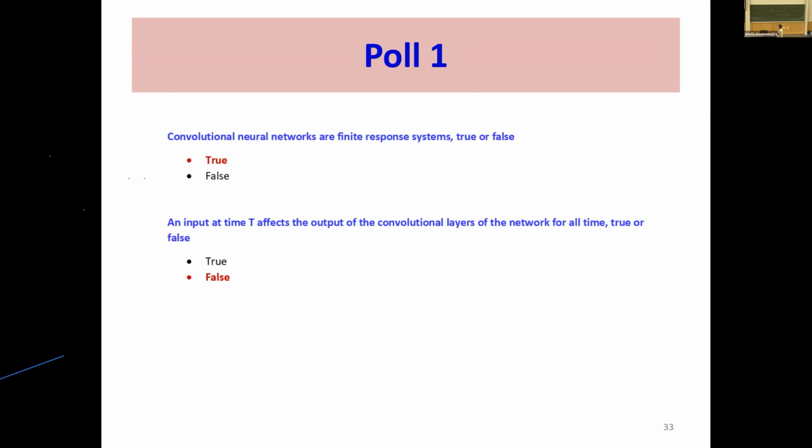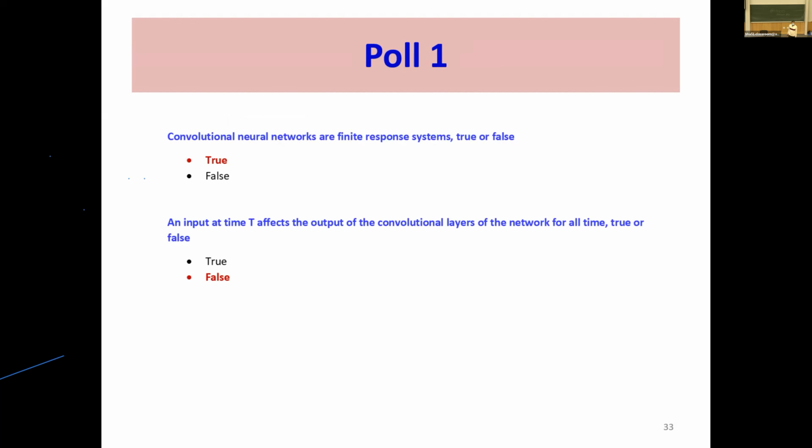Saves me time. Convolutional neural networks are finite response systems because they're only looking at a finite span of the input, right? On the other hand, in a convolutional system, an input at time t is only going to affect the output for a duration that is equal to the width of the input analysis window. Beyond that, it's not actually going to affect the output. So these are not sufficient models.